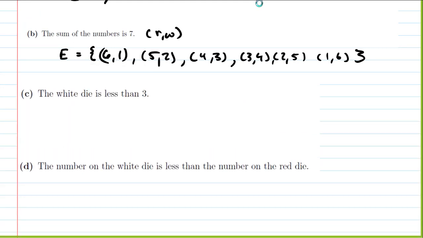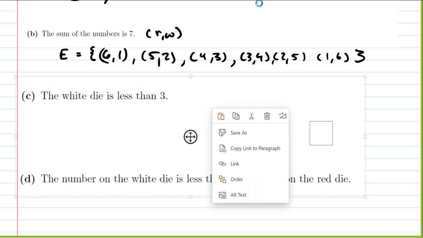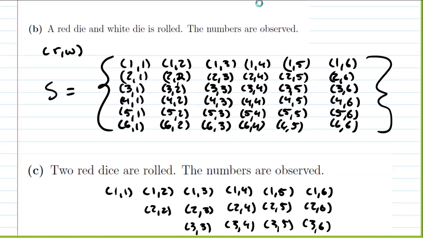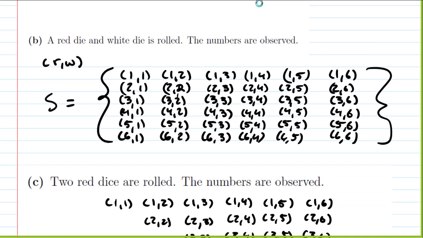Okay, so C is the white die is less than 3. So first observation, in this, does it care what the red die is? No, the only thing we care about is the white die, right? So if we come back up here and look at our chart, the red die is our first one in this chart, and the white die is the second one. And what do we want the white die to be? Less than 3. So the white die is less than 3 here, and it's less than 3 here, right?